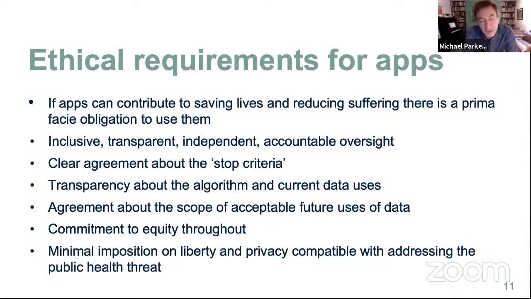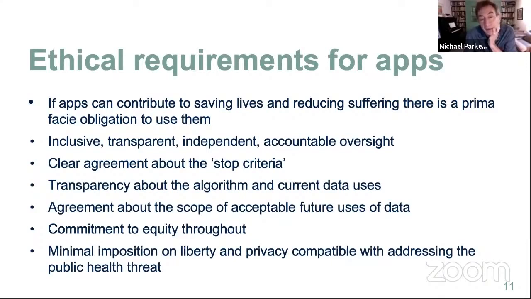Unless there are other considerations, it seems to me we should use these. But there are also other important ethical considerations. So the first is that there ought to be independent, transparent, and inclusive oversight of the use of the app. There ought to be a clear agreement about when the app's use will stop. So what counts as the end of the emergency?